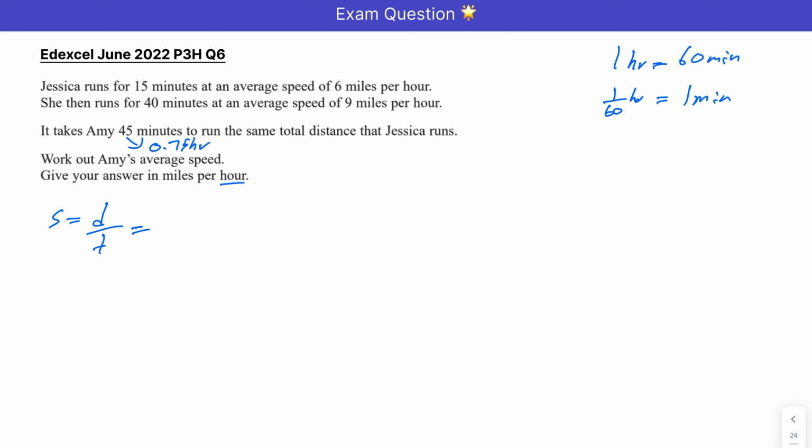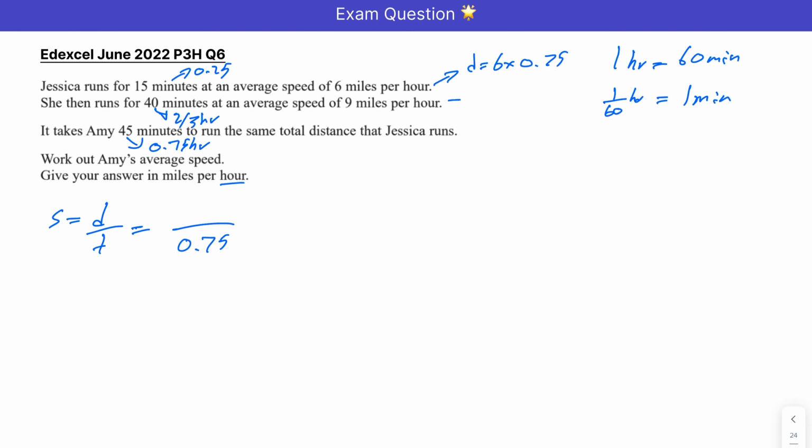So we know she took 0.75 hours, but we don't know the distance. So what we need to find in this question is the distance. What's the total distance? And it's the same distance that Jessica runs. So for Jessica, the distance is speed times time. So that'll be 6 times, and if I convert this to hours, because we want to work in hours really, because that's what the question wants, that becomes 0.25 hours. Well, that will become an awkward fraction. So that'll be 40 divided by 60, which is 2/3 of an hour.